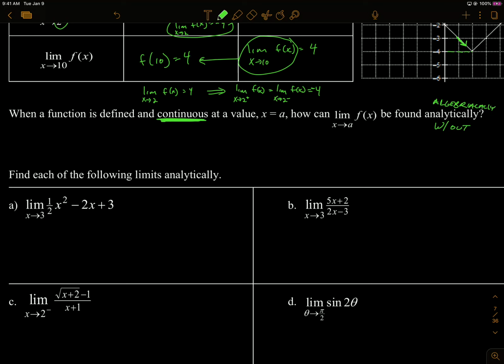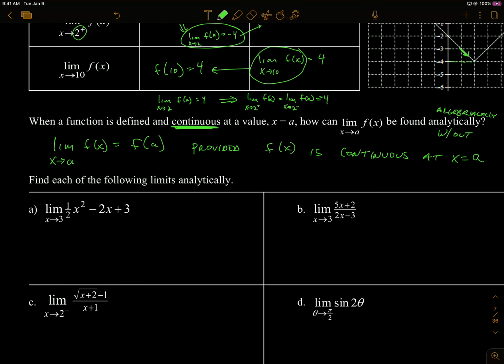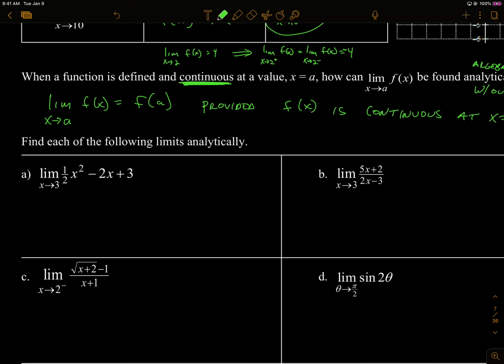All right, and so what we found out was the limit as x approaches a of f of x is equal to, just using direct substitution, f of a, provided that f of x is continuous at the target value. Now, the function doesn't have to be continuous everywhere, just at that single value.